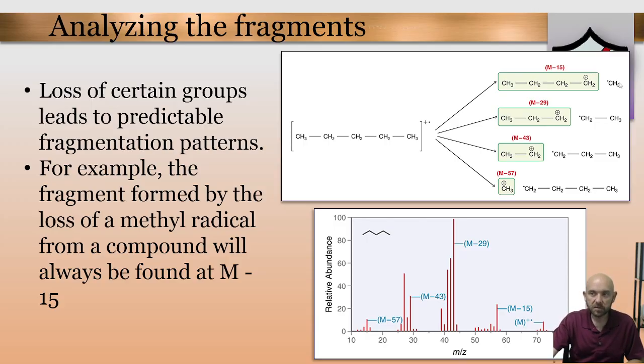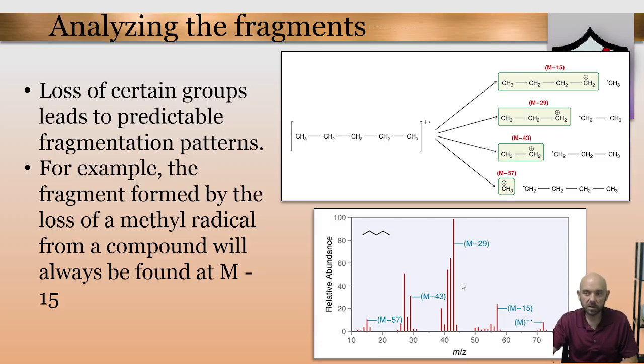Predictably, when the piece that falls off is a methyl group, a methyl radical, a CH3 with an electron making up for one of those bonds, the ion that's left over is M, the molecular ion, minus 15. So to lose a methyl group, you always lose a mass of 15. So we predictably see peaks at the molecular ion minus 15. And we know that comes from a methyl radical being kicked off of the parent ion.